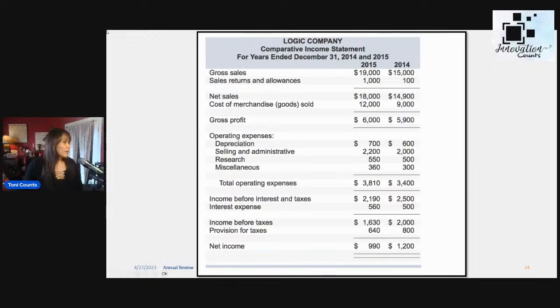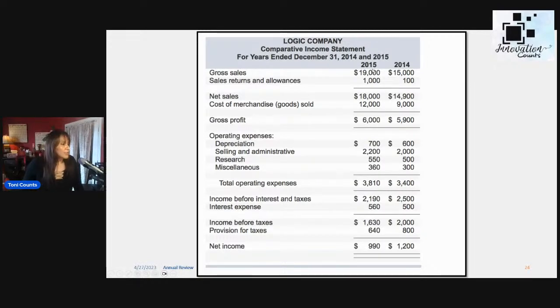So here we got gross sales 2015, 19,000 versus 15,000 in 2014. The refunds were 1,000 in 2015 and 100 in 2014. So you can see all the differences here year over year. But if you follow it all the way down, so let's point out our 5 major components here. So we've got our revenue, we've got our cost of goods sold, we've got our gross profit, we've got our operating expenses, and we've got our net income. So remember, I said no two P&Ls look the same, but they always have the 5 major components.